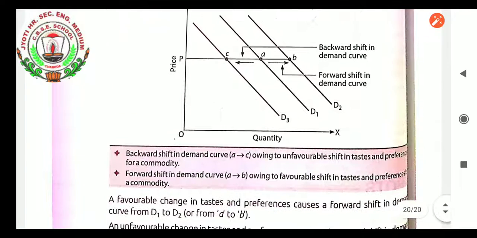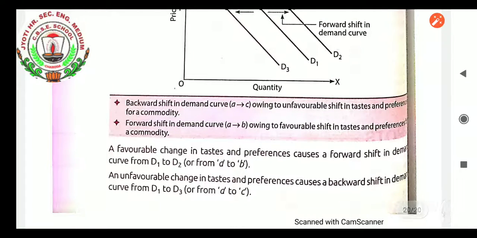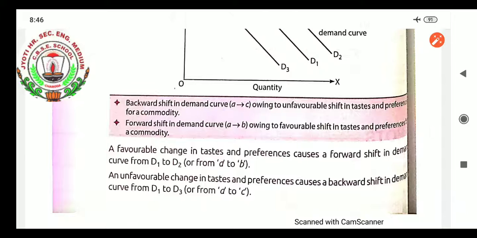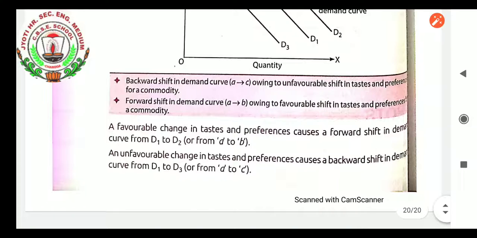Now a backward shift in the demand curve, as I already said, and forward shift also. Backward shift in the demand curve from A to C owing to an unfavorable shift in taste and preference. Definitely, businessmen generally suffer this type of loss when suddenly the taste and preference changes for a commodity. Forward shift in the demand curve happens owing to a favorable shift in taste and preference for a commodity. So this was the chapter, theory of demand.